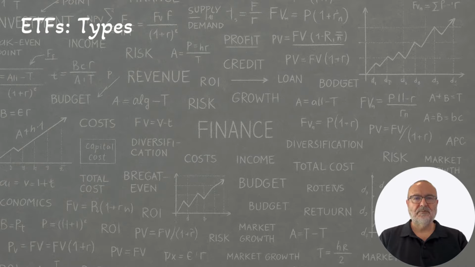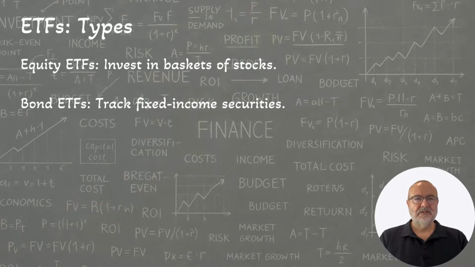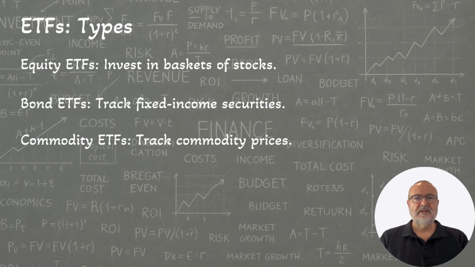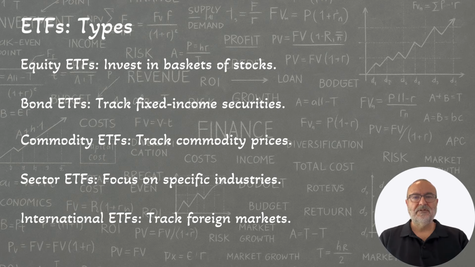There are several types of ETFs. Equity ETFs invest in baskets of stocks. Bond ETFs track fixed income securities. Commodity ETFs track commodity prices. Sector ETFs focus on specific industries. International ETFs track foreign markets.